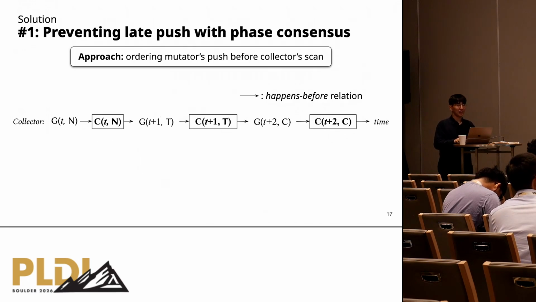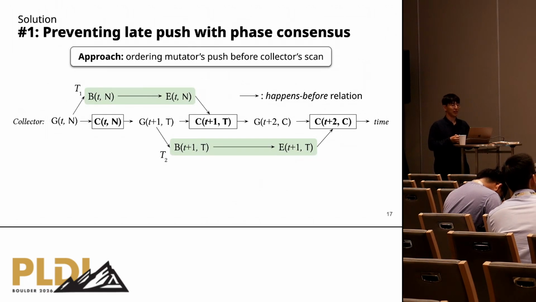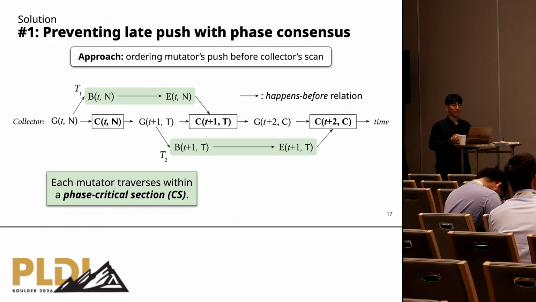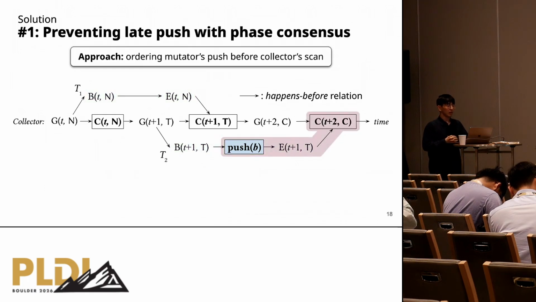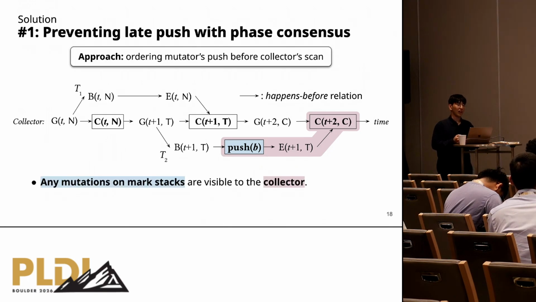On this foundation, each mutator opens and closes a pace critical section, and inside, it freely traverses the heap and creates a new RC pointer. Inside that same section, a mark task can be pushed to or popped from the mutator's own mark stack. This pace consensus then gives us the happens-before relation we need. A push inside the critical section during the tracing pace completes before the collector scan during the completion pace. So any mutation of the mark stacks is always visible to the collector before it can conclude tracing.